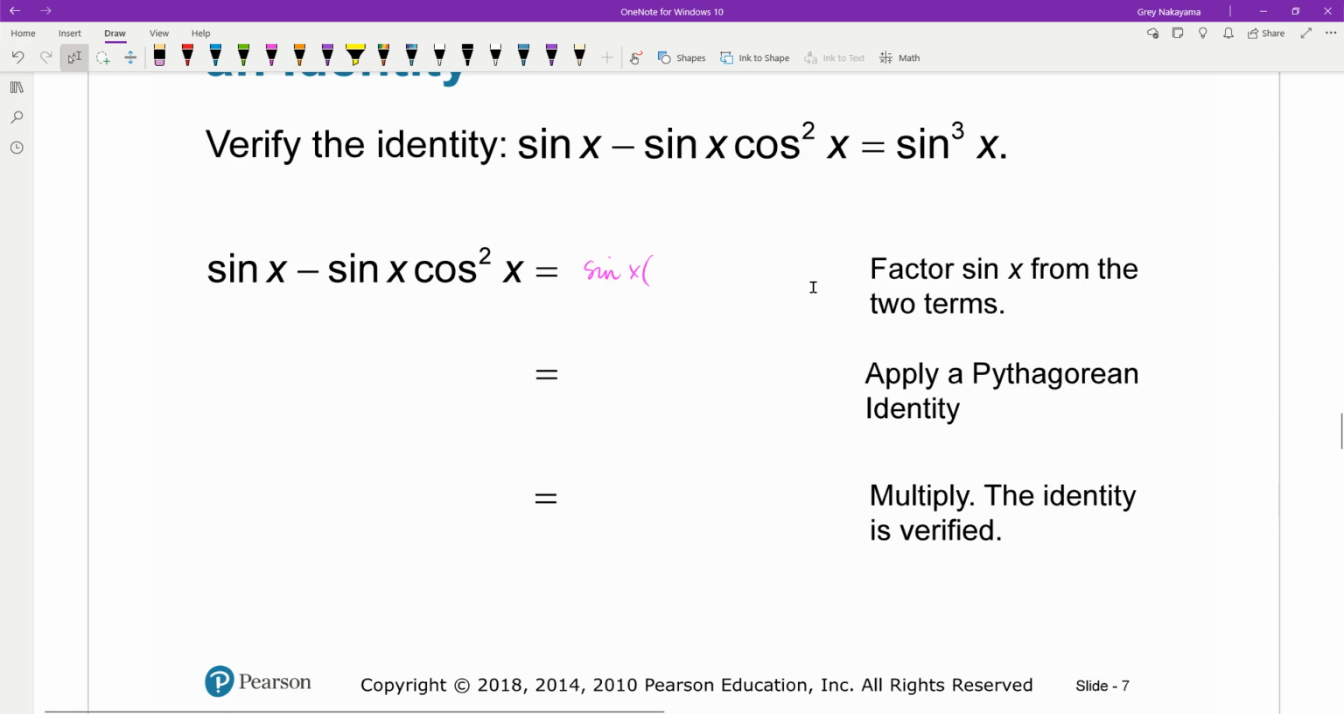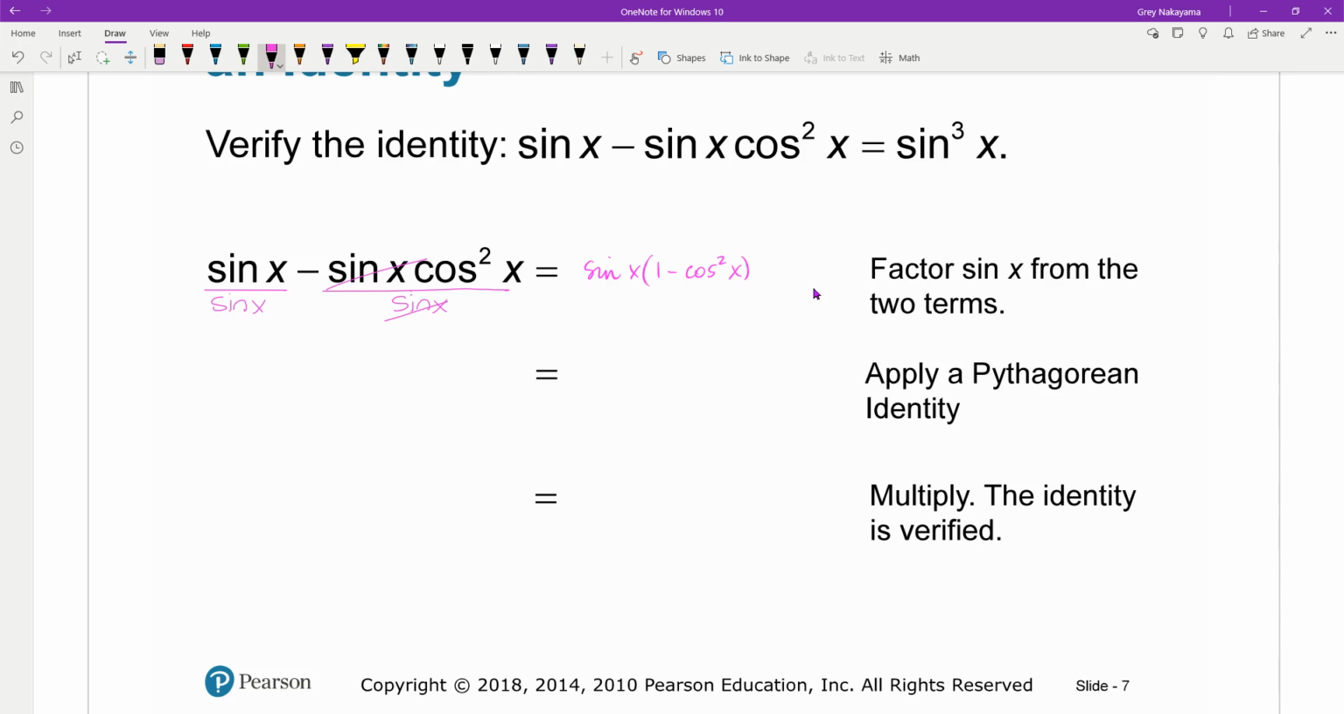But if I have two terms here, when I factor out, I have to have two terms inside of my parentheses. So what you want to think about is if I'm factoring out a sine, then I'm dividing this by sine, and I'm dividing this whole thing by sine. So sine divided by sine is 1, and then what's left there is cosine squared x. So I have 1 minus cosine squared x.